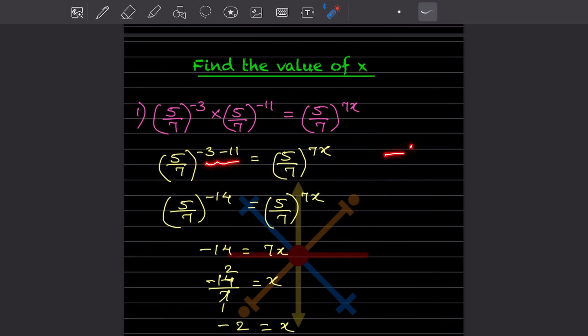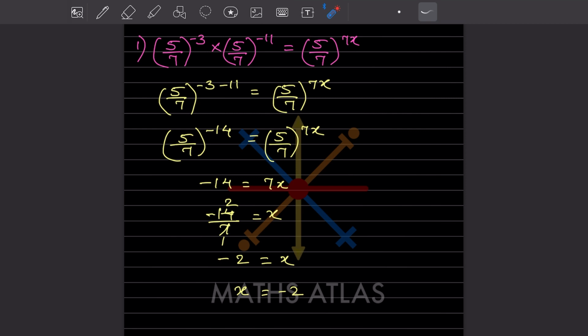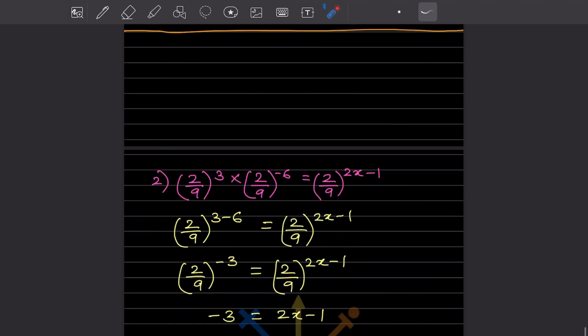Whenever you add minus 11 and minus 3, you are going to add them, but the sign will be minus over here. Now you can see the base is the same, so the exponent should be the same. So minus 14 is 7x. So minus 14 by 7, because this is multiplication. If it goes to the other side, it is going to get divided. So 7 ones are 7, 7 twos are 14, that will be minus 2 is equal to x, which can also be written as x is equal to minus 2.